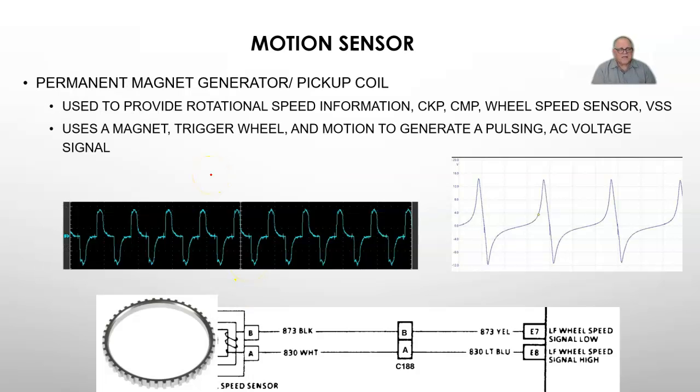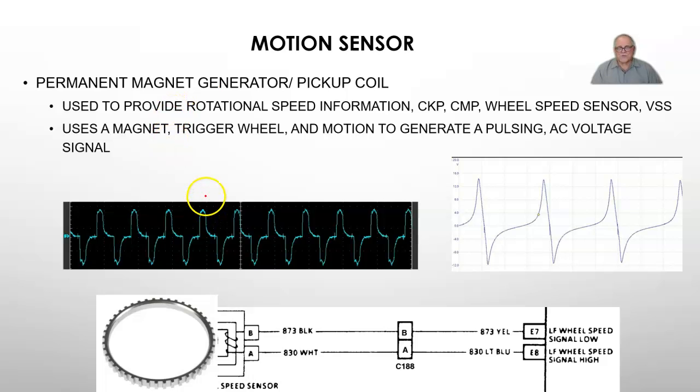The next one we're going to look at is a PMG, or permanent magnet generator. Pickup coil is the name that I learned, working for GM. Magnetic pulse generator, there are a lot of different names. I like PMG best. It's the most common name that I hear out there. It also best describes how it's going to work.